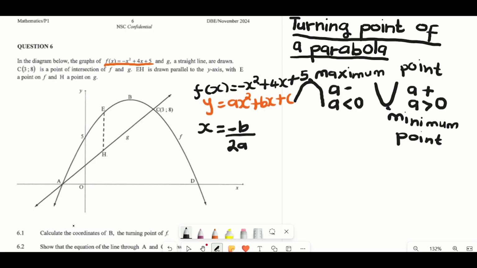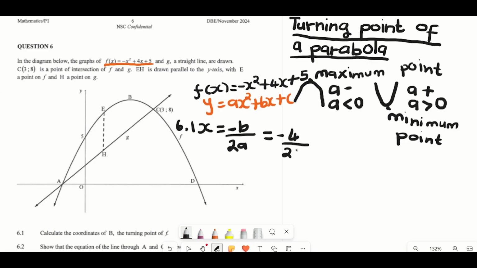Now 6.1 says to us, calculate the coordinates of B, the turning point of f. So they've already told us that we are finding B, the turning point of f. But even if they had just said calculate the coordinates of B, we should be able to recognize that B is the turning point, and then use this approach. So let's go, 6.1. We are going to use this formula to find the x value of the turning point. What is our b? Our b is 4.